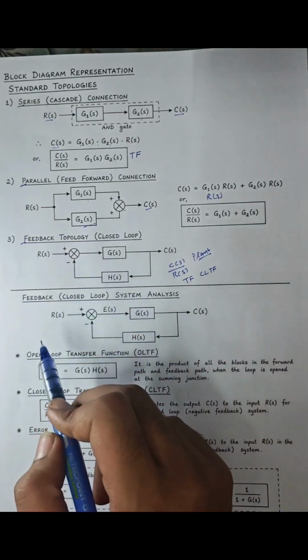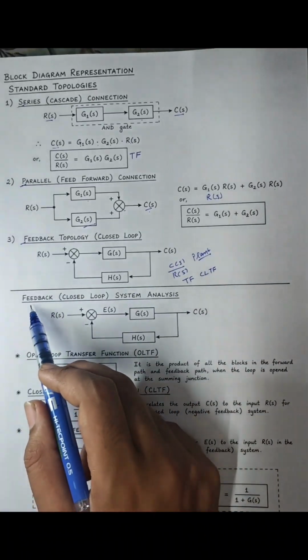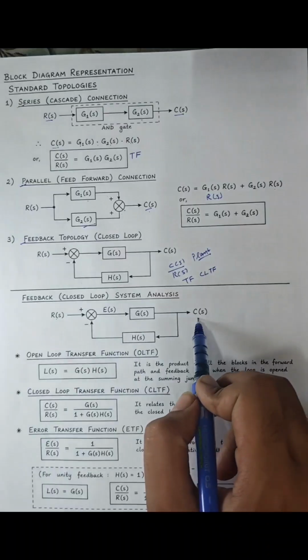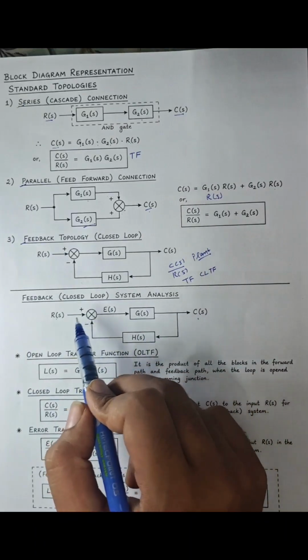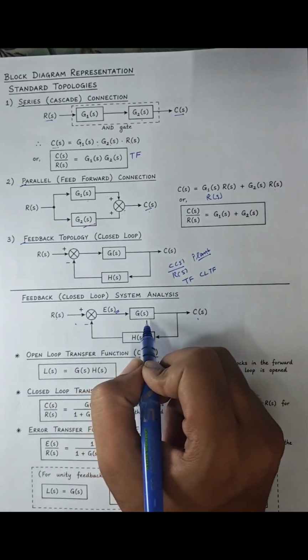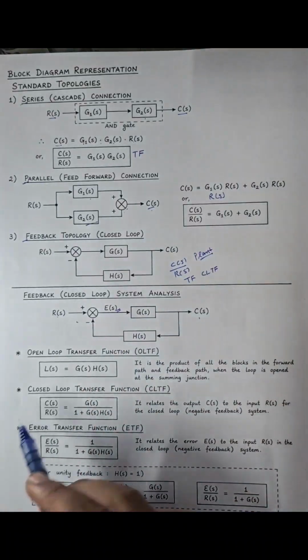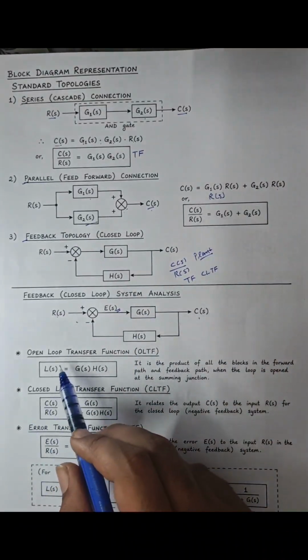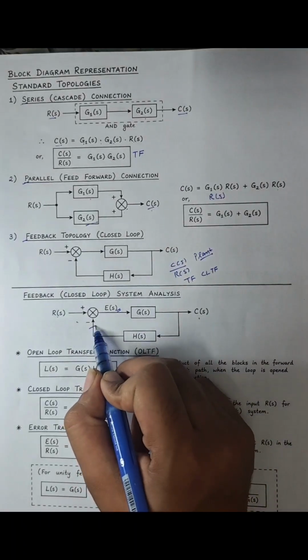So now the feedback topology, which is very important from our syllabus point of view. We see R(s) is given to G(s) and produces C(s). This C(s), with a path, goes back to the input, and the input will have an error signal. This error signal will again go to G(s) and generate the loop. So there is an open loop transfer function. So what is an open loop transfer function? Open loop transfer function means only this part.